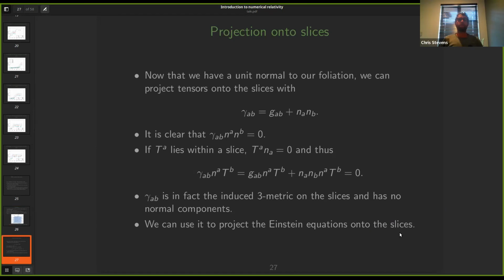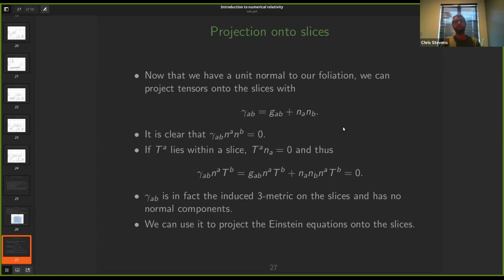Okay, so now that we have a normal to our foliation, what we want to do is use that to try and project these four-dimensional quantities that appear in the Einstein equations to be quantities that have no component in this normal direction. So they are intrinsic to the orthogonal directions, which are these spatial surfaces. So what we can do is define this gamma AB here, which is thought of to be the three-dimensional metric induced on this spatial slice with normal co-normal n.